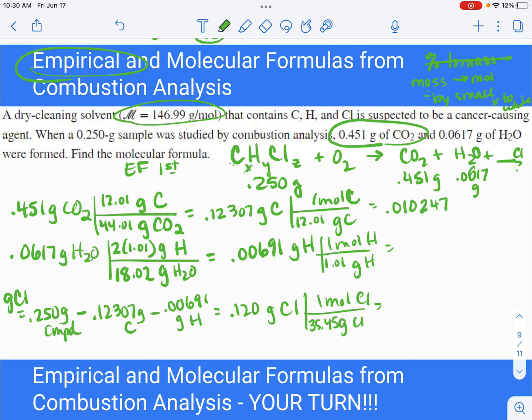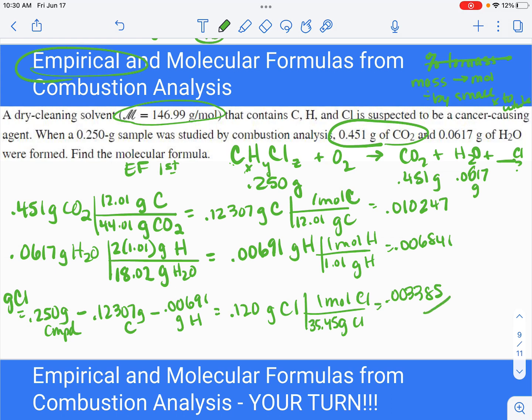And I discover that I have 0.010247 moles of carbon, I have 0.006841 moles of hydrogen, and I have 0.003385 moles of chlorine. So now I did my mass to moles.